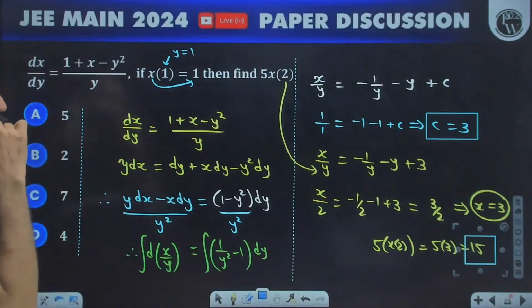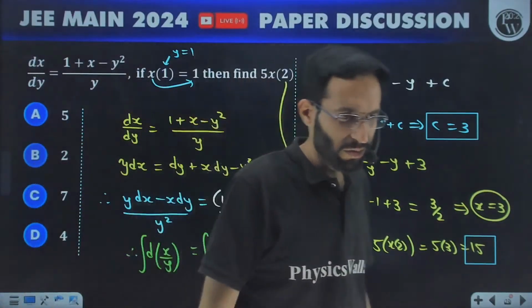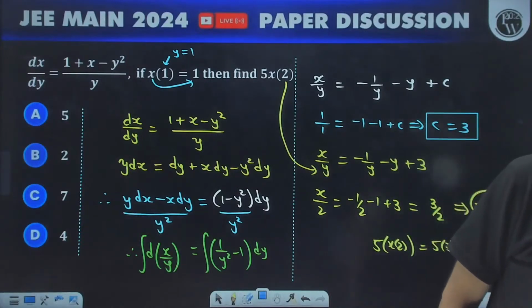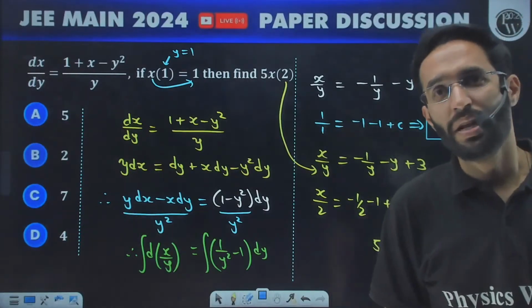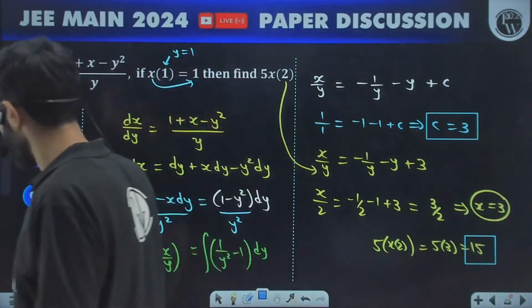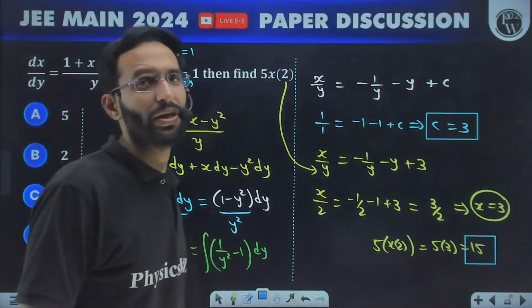15 is again not given in the options because some are again memory based questions. There might be some error. Hope this is clear to you. Is this clear, everyone? Check please. Dx by dy is equal to 1 plus x minus y square upon y. If x of 1 equal to 1, then find 5 times x of 2.